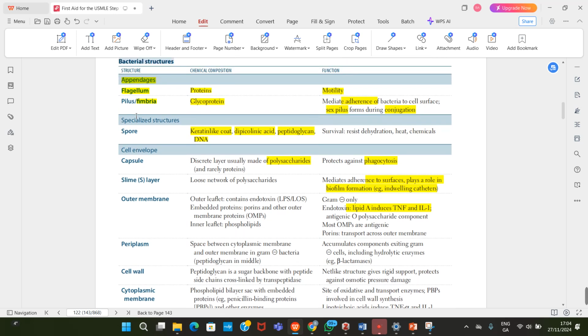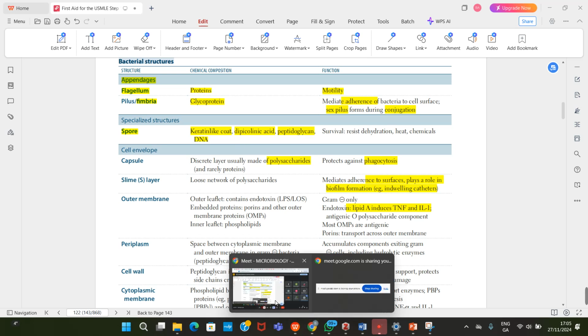Moving on to the specialized structure. This is more like an accessory structure, and that is a spore. Before I move further, I must emphasize that the spore is only present in the gram-positive bacteria. Only the gram-positive bacteria have the spore. And what is the composition of the spore? We have the keratin-like coat, the dipicolinic acid, peptidoglycan, and the DNA.